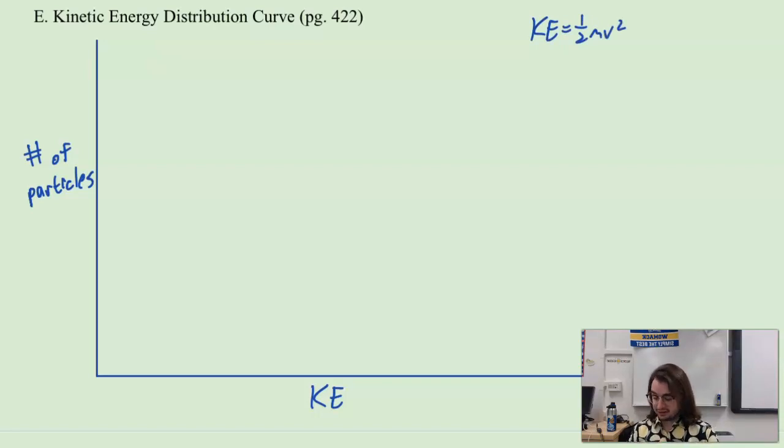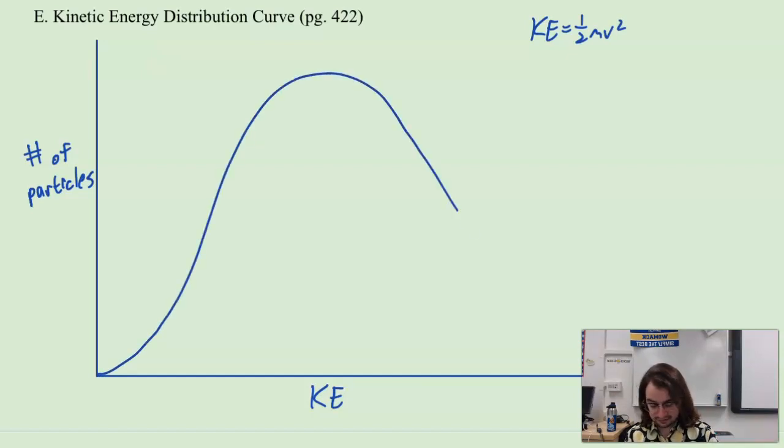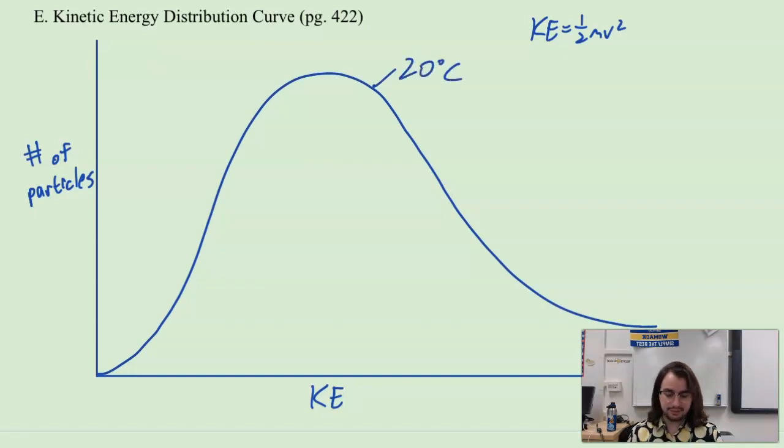So a general kinetic energy distribution curve is very similar in structure to the Boltzmann distribution. Let's say that this is at about 20 degrees Celsius. We're just measuring different things. In this situation, we're measuring the kinetic energy present at 20 degrees Celsius. We're saying that a large distribution of our particles have about a middle amount of kinetic energy at 20 degrees Celsius, but not many of them have less or more than that.